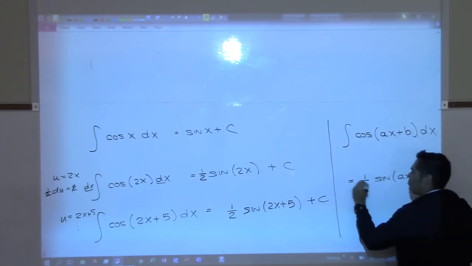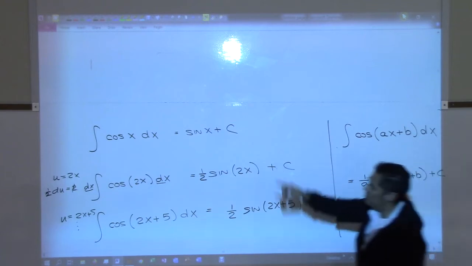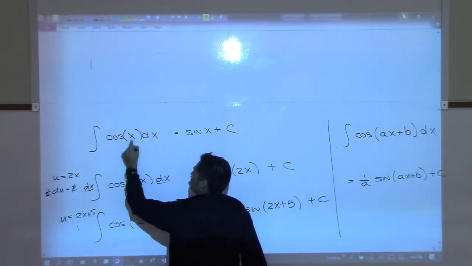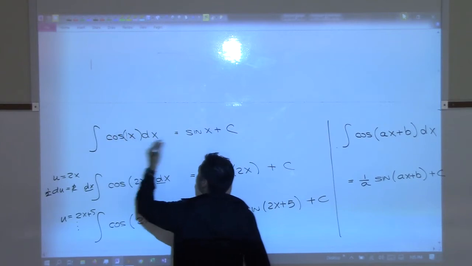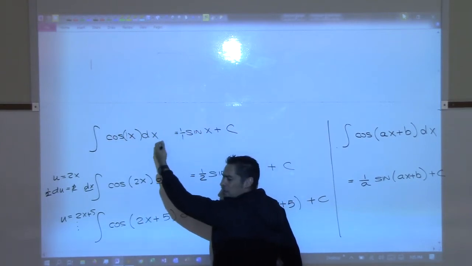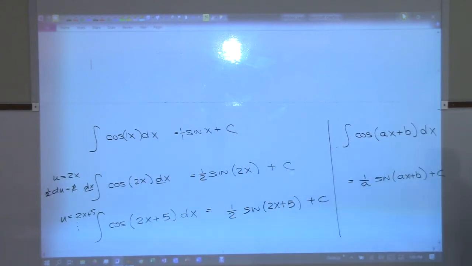So we would need a 1 over a, wouldn't we? And that should work for any linear expression we have inside this. Now look back here. Is this a linear expression? Yeah, what's the coefficient in front of it? 1. So you would have to scale this by 1 over 1. So it works here too. But it works here and it works here. With me? Okay, so let's see.